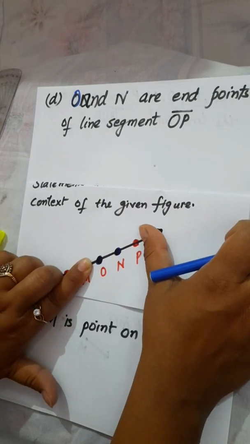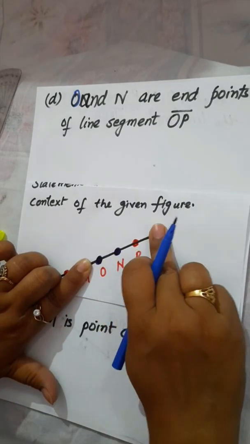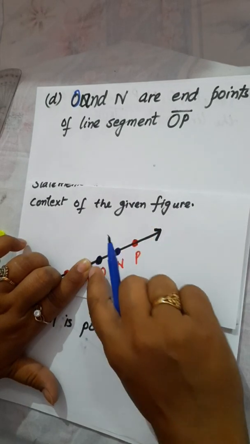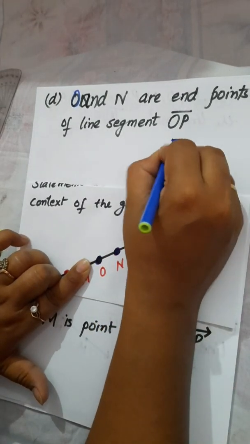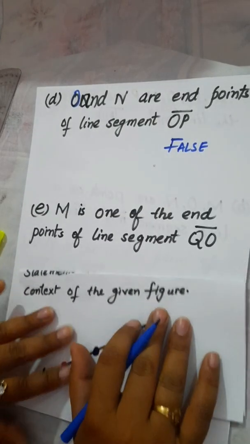So this is false, because the endpoints of the line segment OP are O and P. Here O and N are not the endpoints. Endpoints are O and P. So this statement is false. The next we have E part.